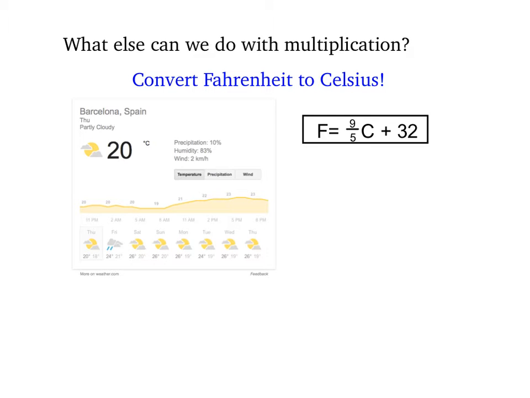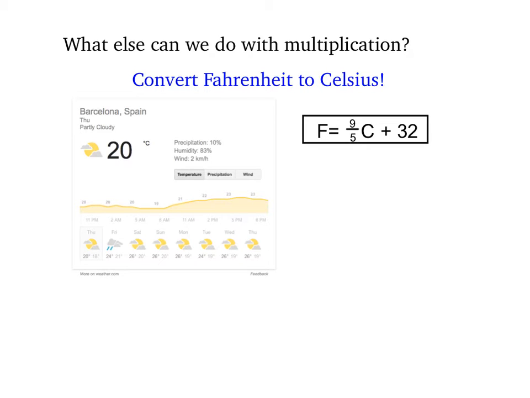One of the most common applications of multiplying with rational numbers is converting Celsius to Fahrenheit or vice versa. So we're going to focus on, given a temperature in Celsius, how do we calculate what that temperature is in Fahrenheit? So here would be an example. Barcelona, Spain uses Celsius as its temperature. Really, most places do except for the US.